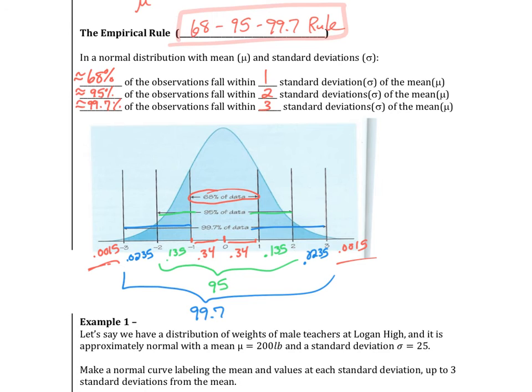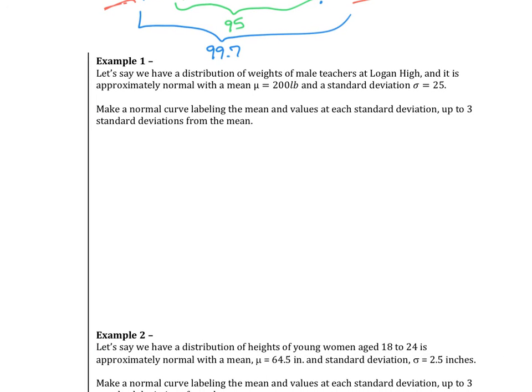It's going to go up by a standard deviation, which is a fixed number. Okay, so in example 1, it kind of goes into a little more depth. Let's say we have a distribution of weights of male teachers at Logan High School, and it's approximately normal with a mean of 200 pounds and a standard deviation of 25. Make a normal curve labeling the mean and values of each standard deviation up to 3 standard deviations.